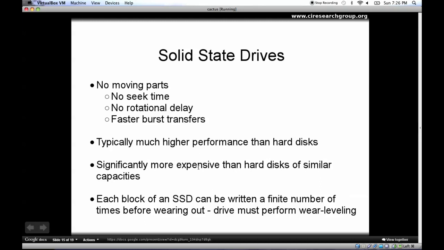However, this performance comes at a cost, and solid-state drives themselves will eventually fail. Each block of an SSD can only be written a finite number of times before it wears out. The drive itself extends its own lifetime by reallocating blocks dynamically so that each block is written an average number of times instead of a large number of times. And this process is called wear leveling. It extends the life of the device significantly.